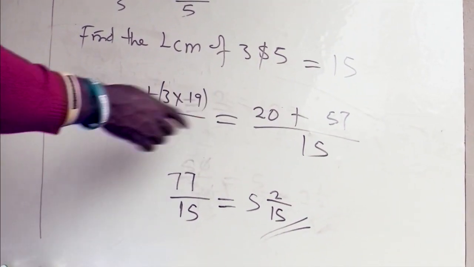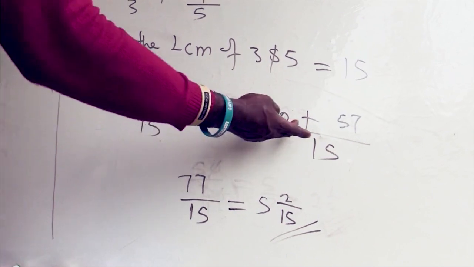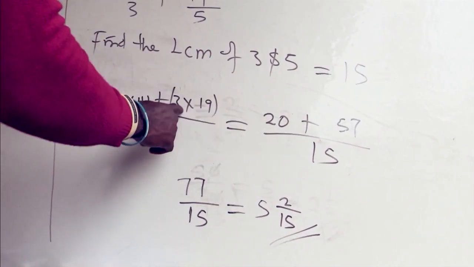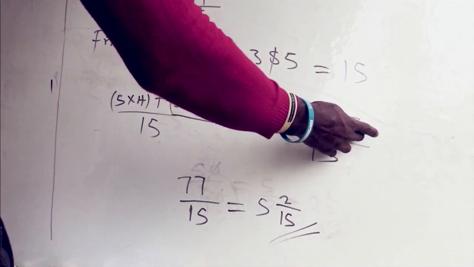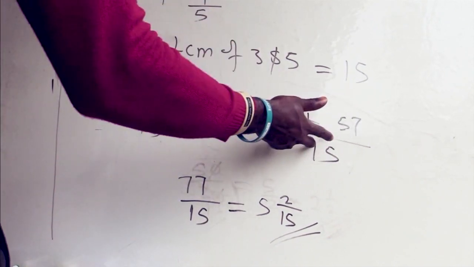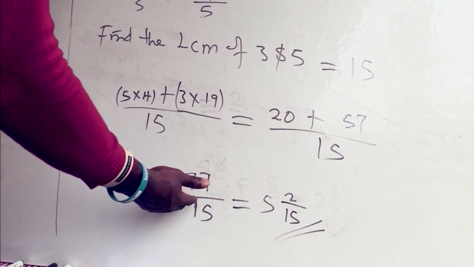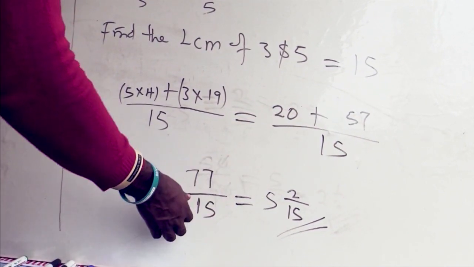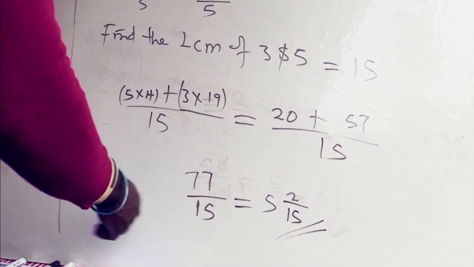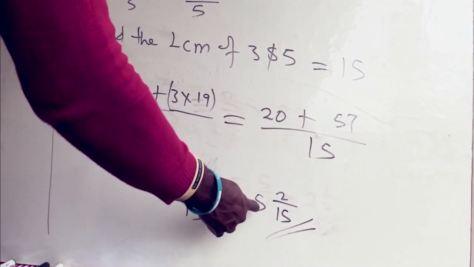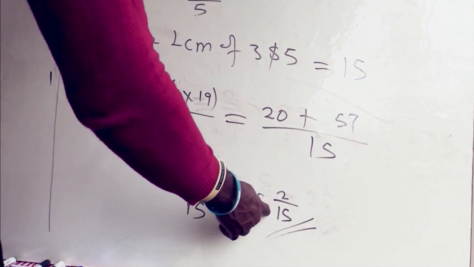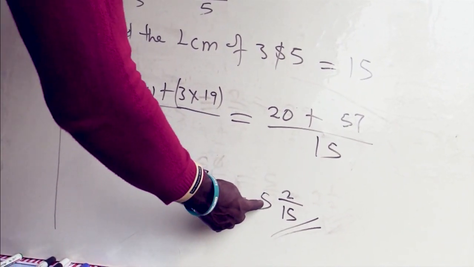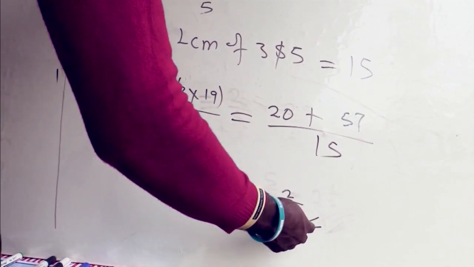So let's go. 5 multiplied by 4 is why we have 20 here. This is your plus. 3 multiplied by 19 will give us 57. Now when you add up this 20 and 57, you have 77, all being divided by 15. And as you know, this type of fraction is an improper fraction, so you further divide to have 15 divided into 77 will give you 5 whole number 2/15.